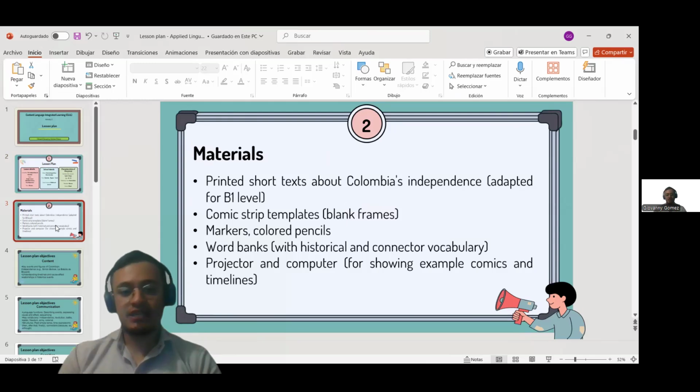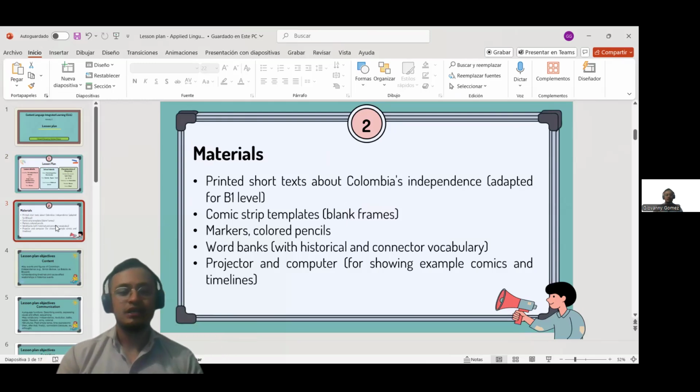Now, some of the materials that we're going to have are printed short texts about Colombia's independence. Of course, they will be adapted for B1 level. Comic strip templates, markers, colors, and pencils, word blanks, and a projector and a computer.